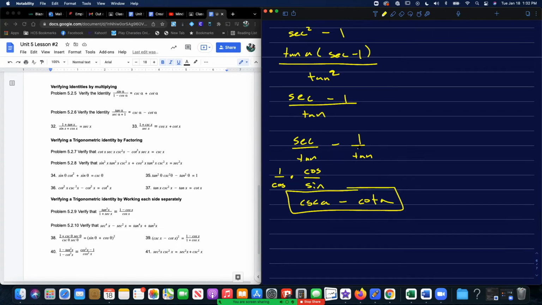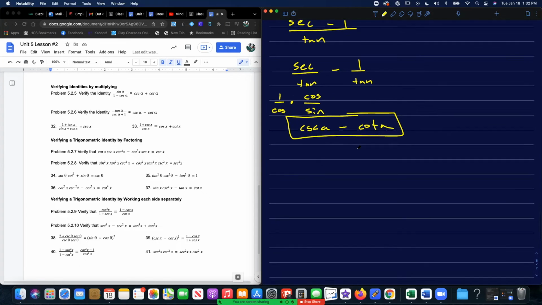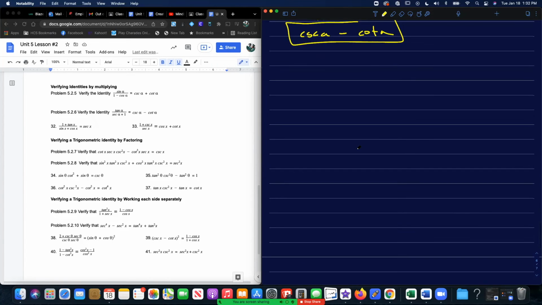Problems 527 and 528 are not too bad. What I would do in 527 and 528 is see where you could factor something out and then go from there. So for example, for 527, on the left side, I would factor out cotangent of x secant of x, which leaves you with cosecant squared x minus cotangent squared x, which is just 1.